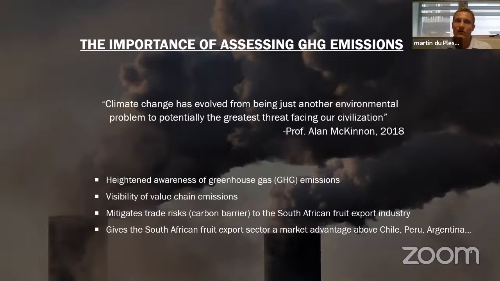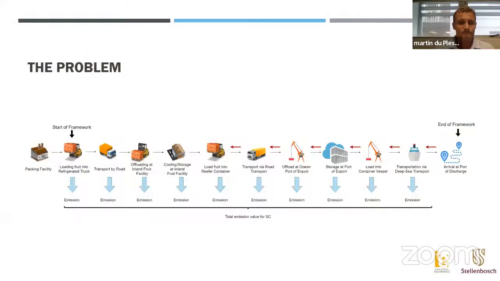So they are quite adamant that by 2026 for steel, for aluminium, for cement, those energy intensive products, there will be a carbon barrier on. So that excludes certain countries from exporting these products into the European Union. And the final thing is this research puts the South African fruit export industry on the forefront of fighting climate change and assessing the emissions. So this really puts us in a good perspective compared to other countries like Chile, Peru, Argentina, who are major competitors. So the problem, as Prof. de Jager mentioned, or Dr.